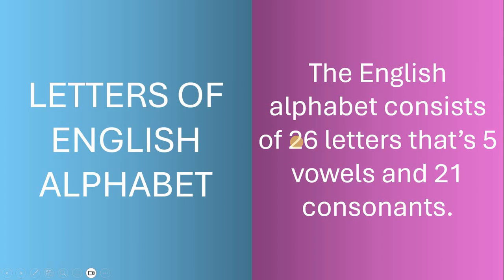Yeah, so letters of the English alphabet. You may wonder, how many letters does the English alphabet have? The English alphabet is quite simple. The English alphabet consists of 26 letters, that is 5 vowels and 21 consonants. Now you may wonder, what is a vowel? What is a consonant? We are going to say it.